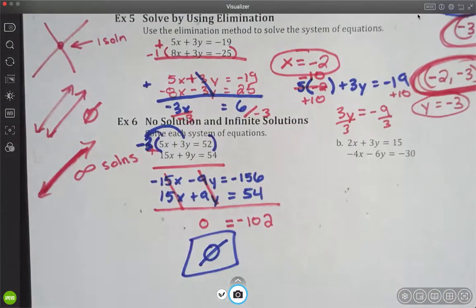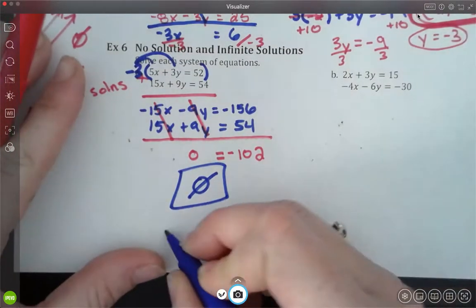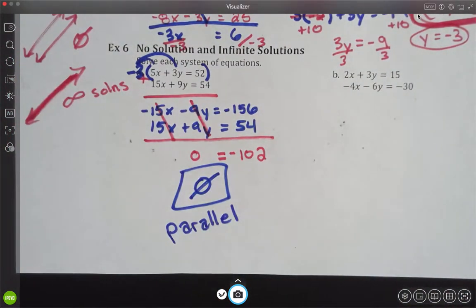If I would graph those two equations, what would it look like? They would be parallel. They would not touch. They would be parallel, right? Okay, but I can figure that out without actually having to graph them, right? That's so super awesome. Okay, part B, let's see what happens here.